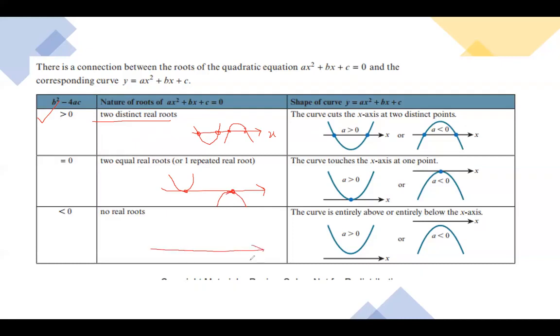When there is no real root, there must be a difference between the peak point and the x-axis line.